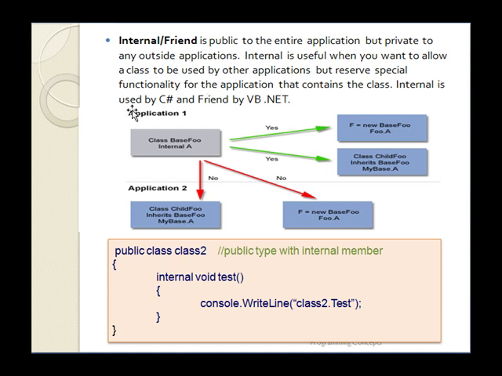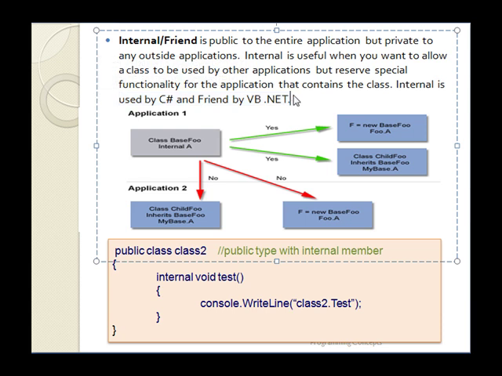Internal or friend. Internal or friend is public to the entire application but private to any outside applications. Internal is useful when you want to allow a class to be used by other applications, but reserve special functionality for the application that contains the class. Internal is used by C# and Friend by VB.NET.